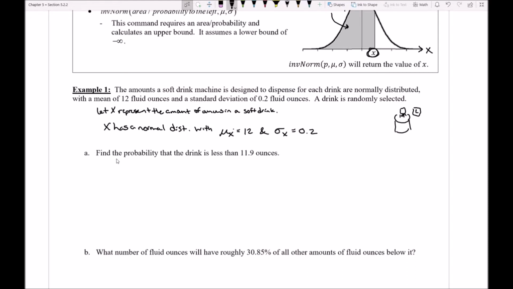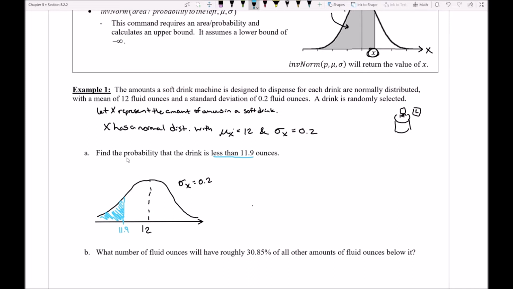Could I now find the probability that the drink is going to have less than 11.9 ounces in it? Okay, so I have some ways to try to think about this. And we saw in the last section that it was very helpful to oftentimes just draw out a quick picture. I know I have a normal distribution, so I'm going to draw a normal curve. I know the mean is going to be 12, and the standard deviation is going to be 0.2. So I'm interested in a drink that has less than 11.9 ounces. So let's say 11.9 is right here on the number line. And I'm going to go ahead and shade less than that.